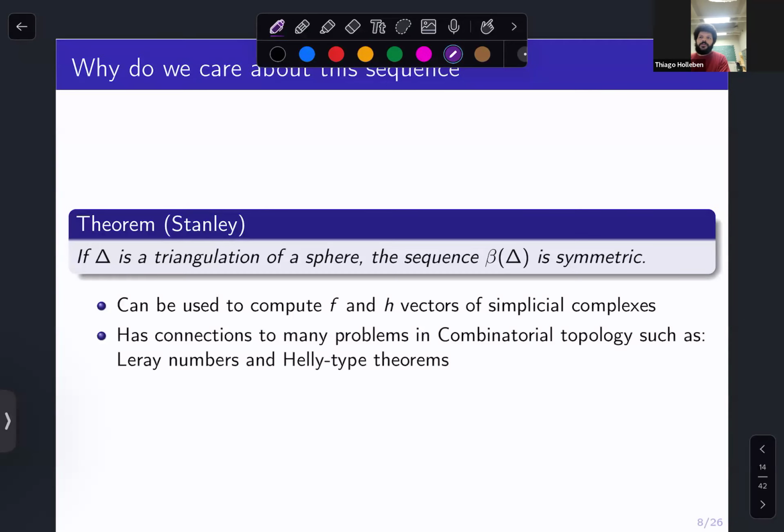Now, two other things that I won't go too much into for my talk, but if people are interested, we can talk about it. This sequence can be used to compute F and H vectors of simplicial complexes, and it has connections to many problems in combinatorial topology, like the Ray numbers and Halley-type theorems. Again, I won't go too much into these, but if people are curious, we can talk about it at the end.